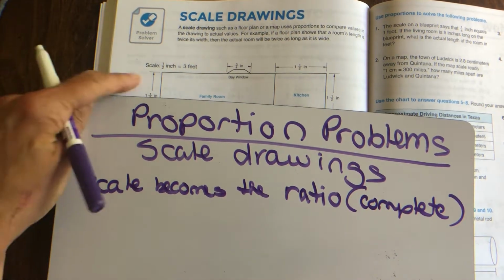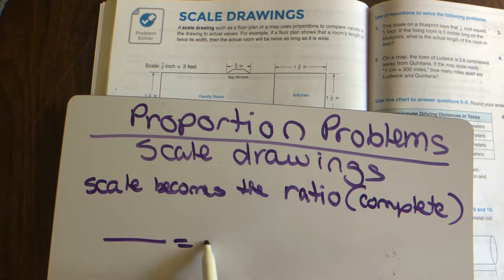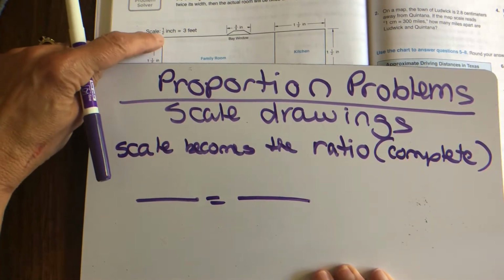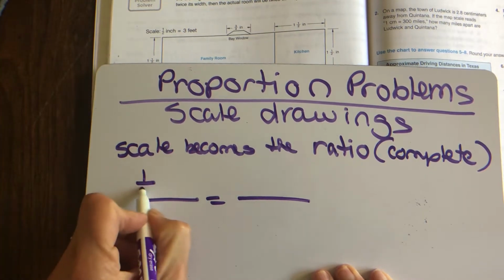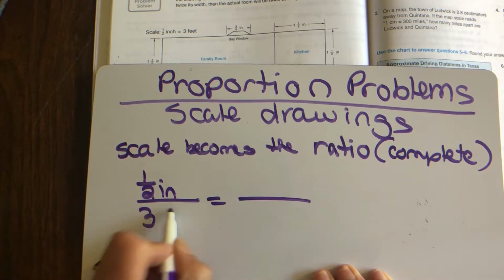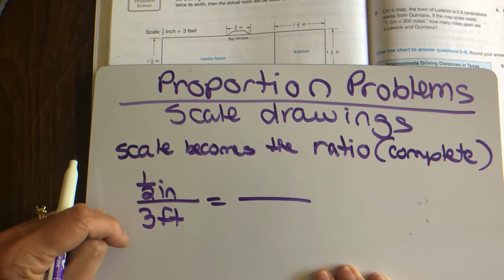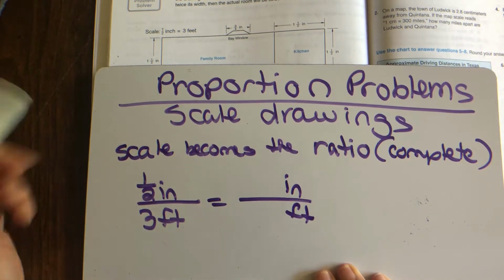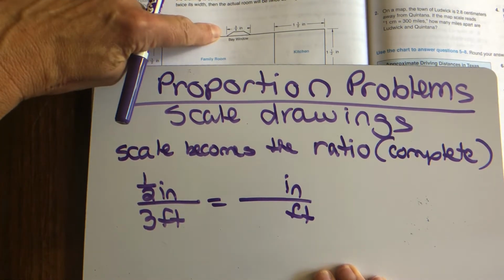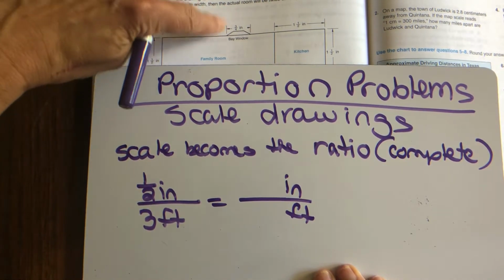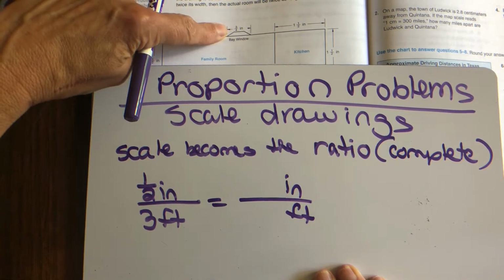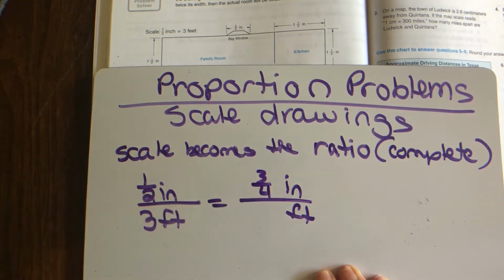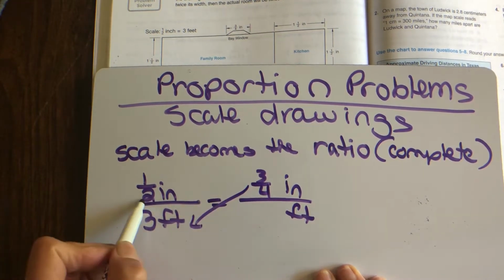So when you look at your problem and you put your line equals line, just like we've done before, and my scale is 1/2 inch equals 3 feet, don't worry about the fraction, okay? 1/2 inch equals 3 feet. Transfer inches to feet across. And let's just say I'm looking at the bay window and I need to know how big to build it in real life. It's 3/4 inch on the paper. So where am I going to put 3/4? On the top, because that's where I have inches. Then you just draw your arrow and circle.